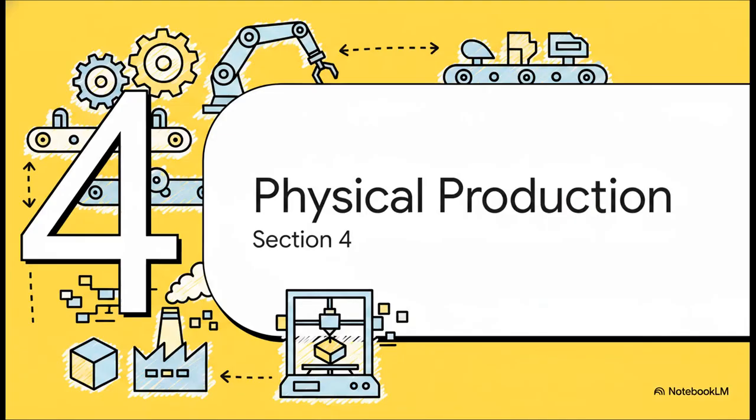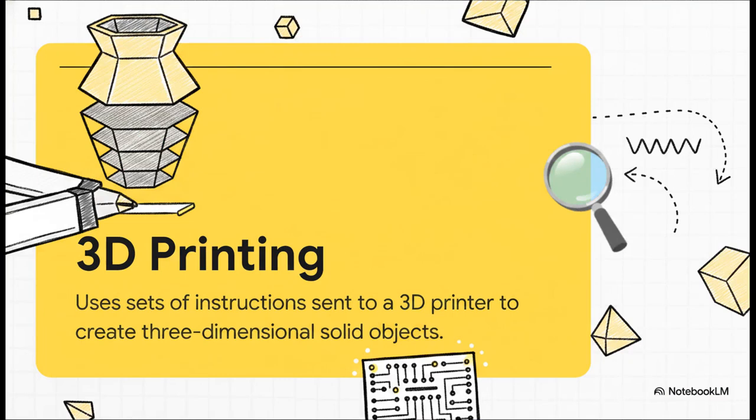So far, we've talked about new ways to see, new ways to think, and new ways to connect. But what about new ways to actually make physical stuff? Let's talk about it. Welcome to Section 4, Physical Production. This brings us to 3D printing.